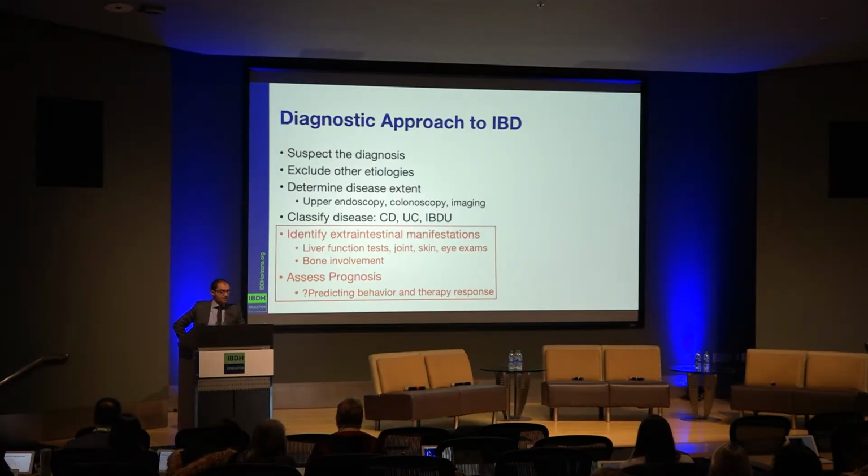So once we have that description of what patients have, we look at any extraintestinal manifestations. And that's not necessarily the focus of my talk today, but looking at liver tests and joint inflammation, skin issues, eye inflammation, bone involvement, whether it's bone inflammation or chronic recurrent multifocal osteomyelitis, and then bone disease, that is what Kendra will cover in her talk, osteoporosis and osteopenia. And also ask the big question of, do I know how this patient's course will be? Can I predict how this course will be?